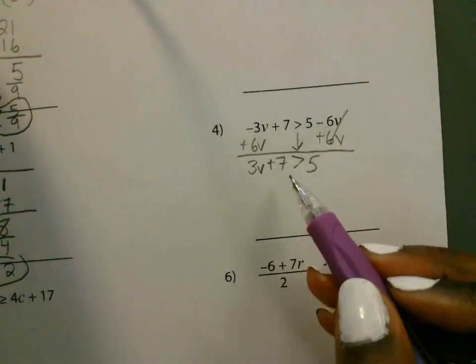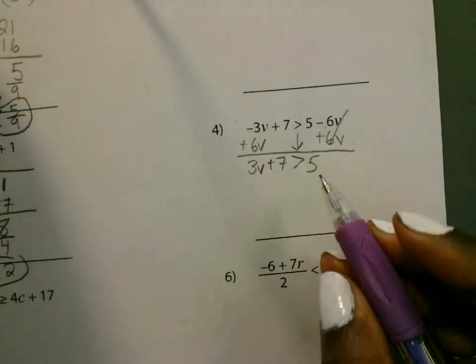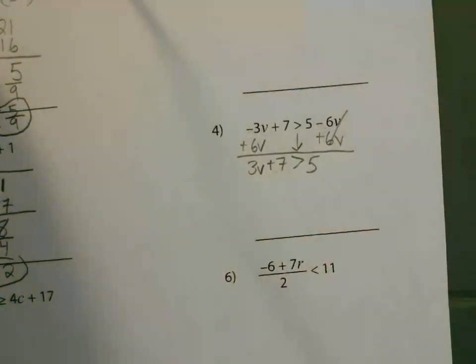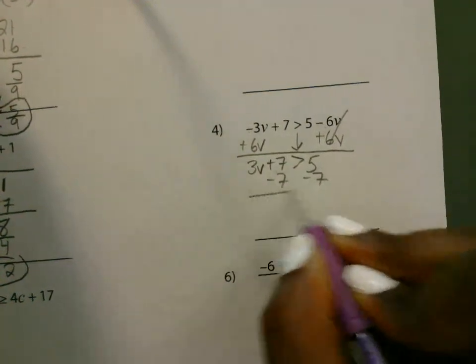What do I do to get rid of the positive 7? How do I move a positive 7? What's the opposite of that? What's the opposite of a positive 7? It's a negative. Very good, Amari. So I'm going to subtract 7 from both sides.